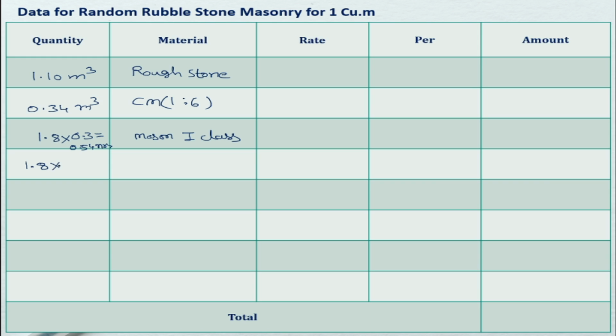and 70% means 1.8 into 0.7 is equal to 1.26 numbers mason second class. 2.8 numbers are mazdoors. Calculate the rates of rough stone and cement mortar 1:6.